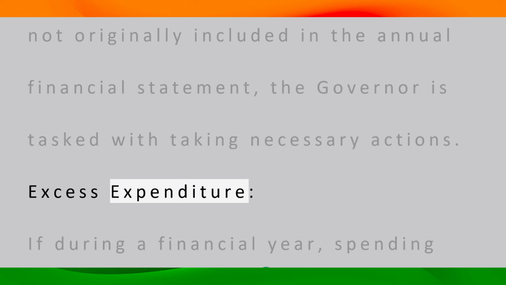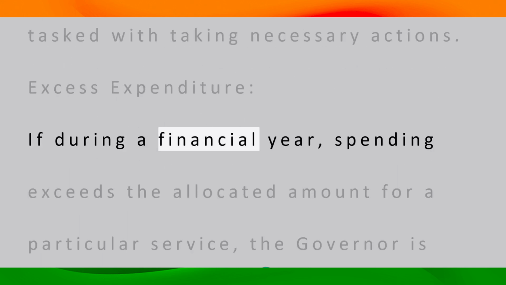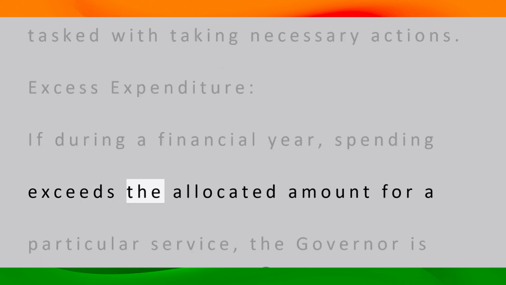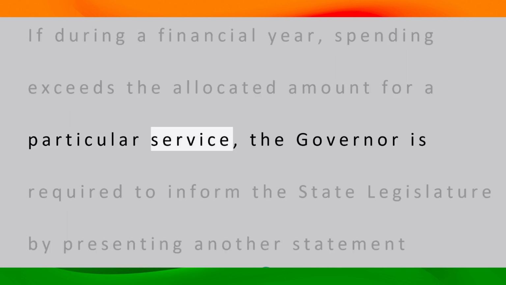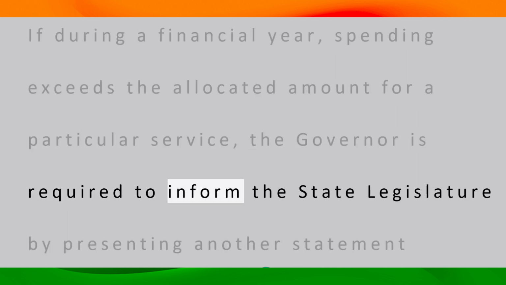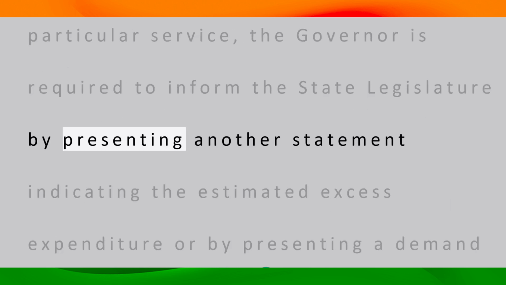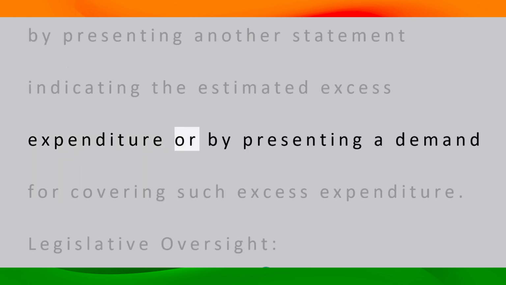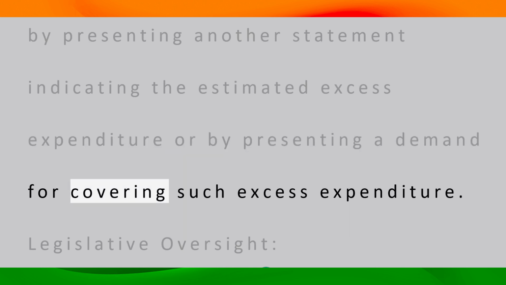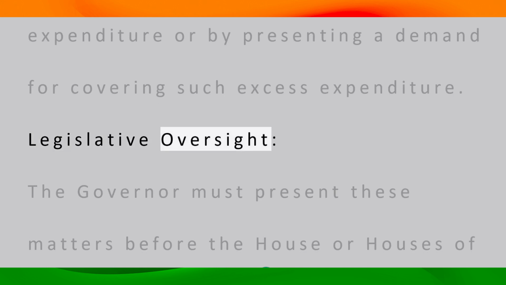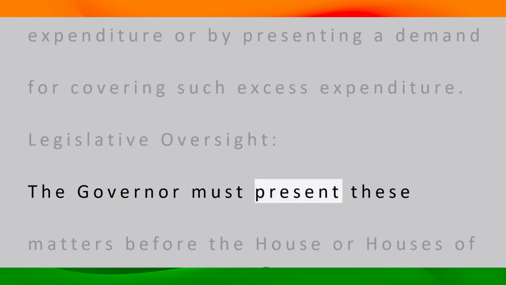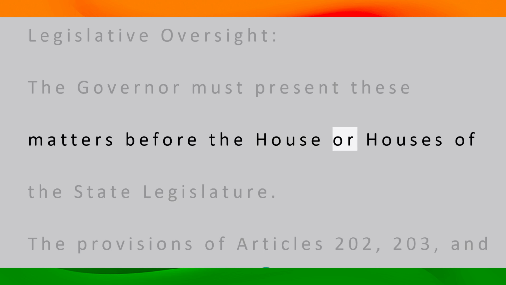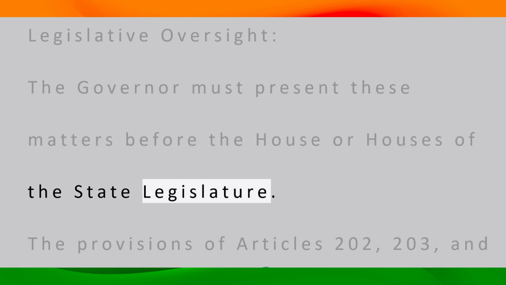Excess expenditure. If during a financial year, spending exceeds the allocated amount for a particular service, the governor is required to inform the state legislature by presenting another statement indicating the estimated excess expenditure or by presenting a demand for covering such excess expenditure. Legislative oversight. The governor must present these matters before the House or Houses of the state legislature.